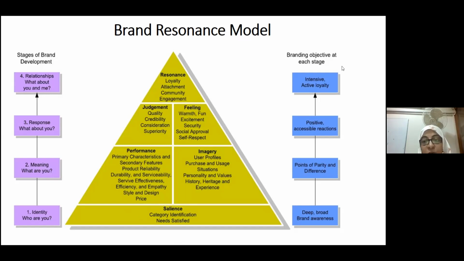Okay? Can all of you hear and see this brand pyramid in front of you? Yes, ma'am. Okay. So the base of the pyramid determines how salient, how recognizable your brand is, how strong is your brand identity. Are you able to categorize the brand within the specific product category, or is it something which you cannot associate with the product category?